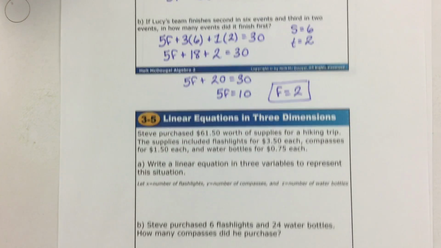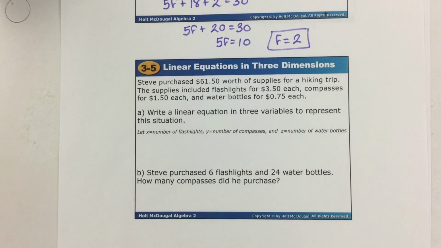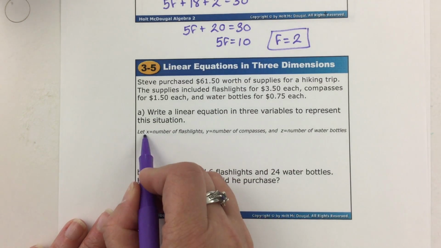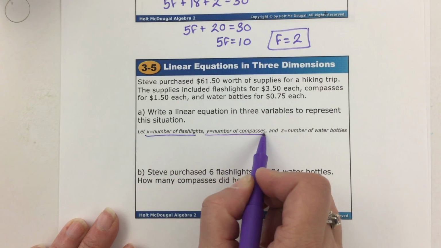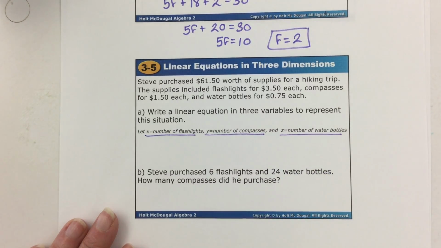Let's do one more. Steve purchased $61.50 worth of supplies for a hiking trip. The supplies included flashlights. They were $3.50 each. Compasses. They were $1.50 each. And water bottles for 75 cents each. Write a linear equation with 3 variables to represent the situation. Let X be flashlights, Y be compasses, Z be water bottles.